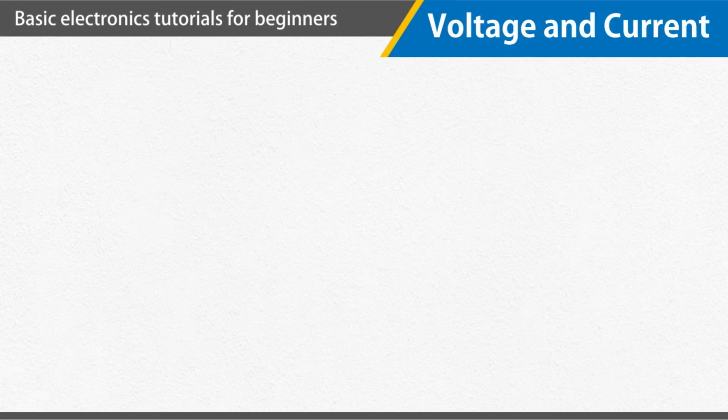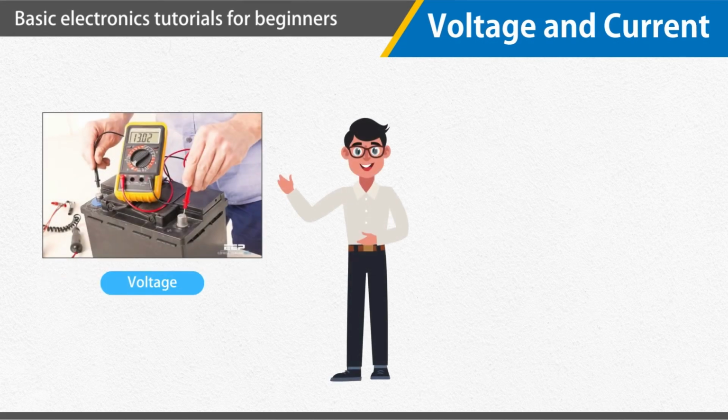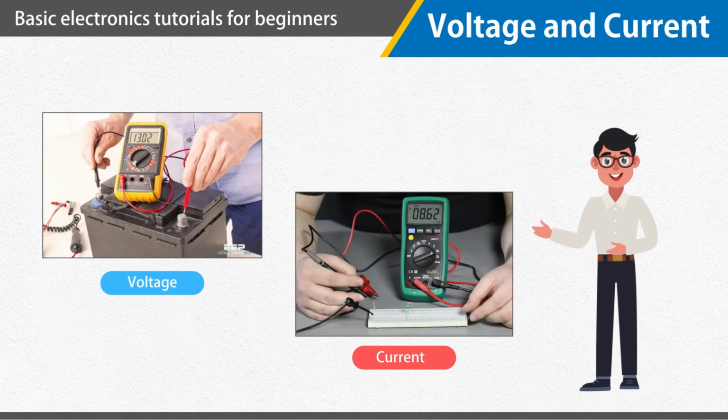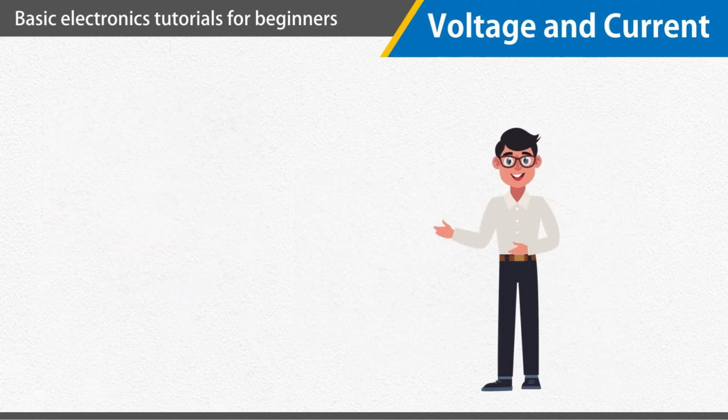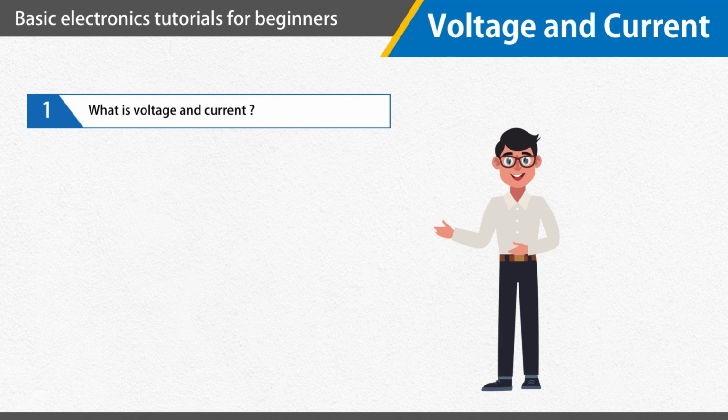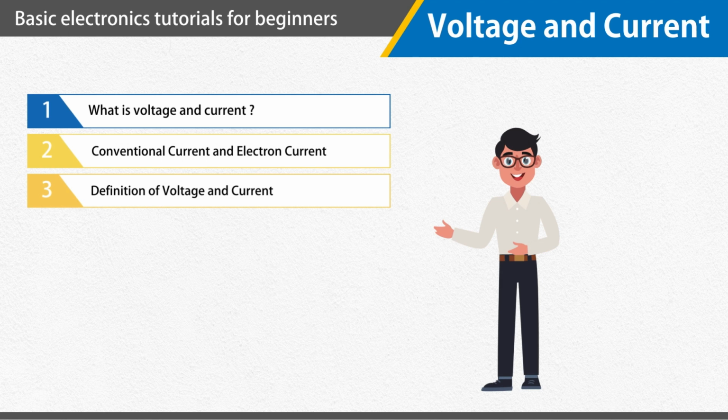As you can see in the thumbnail, in this video I will discuss voltage and current. In an electric circuit, voltage and current are two fundamental electrical quantities that play a crucial role in the behavior of the circuit. In this video, we will learn what voltage and current are, what the difference is between conventional current and electron current, and the actual definition of voltage and current.